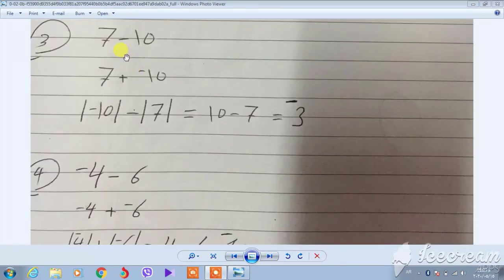And now we solve practice 3. 7 minus 10 equals what? Because we change subtract to addition and the opposite of the second number, we have 7 plus negative 10. After that we have different signs. If we have addition and different signs, what we do, we use the absolute value of the greatest number minus the absolute value of the lesser number. Absolute value of negative 10 minus absolute value of 7 equals what? 10 minus 7 equals 3. 10 minus 7, because in the greatest number we have a negative sign, in the answer also we have a negative sign.